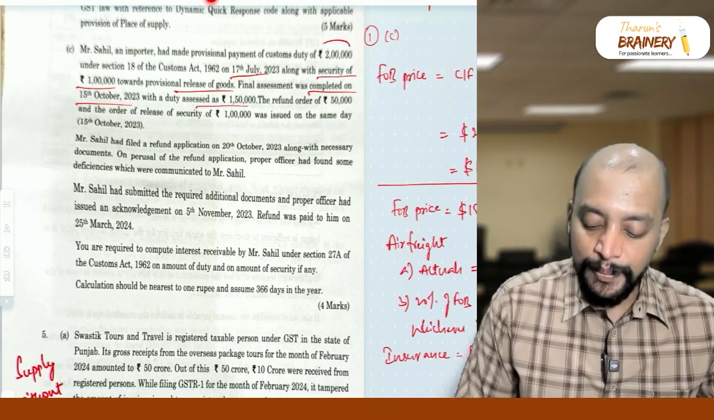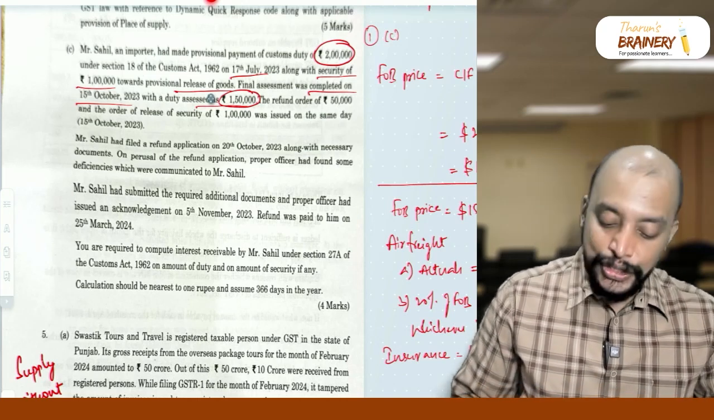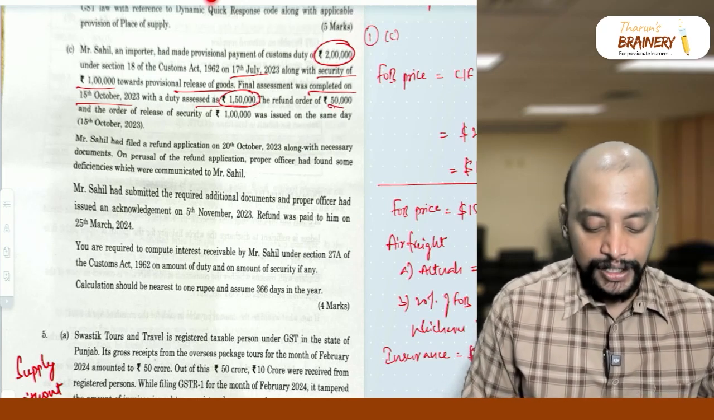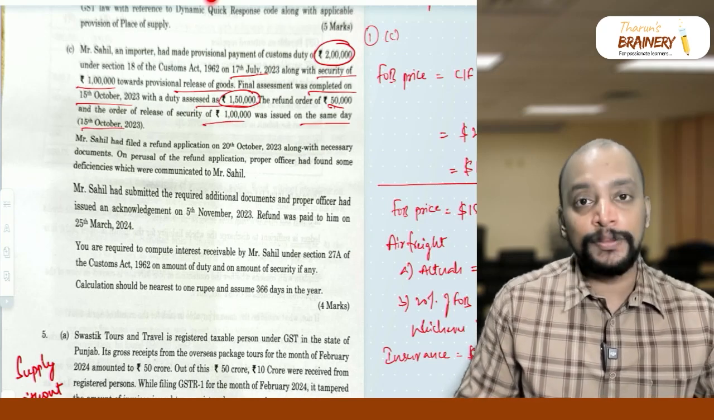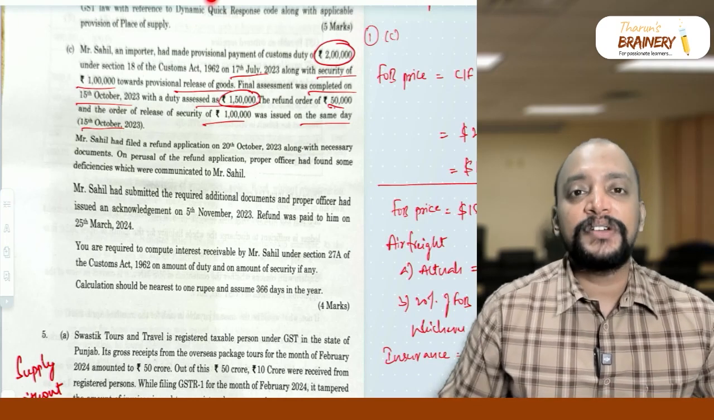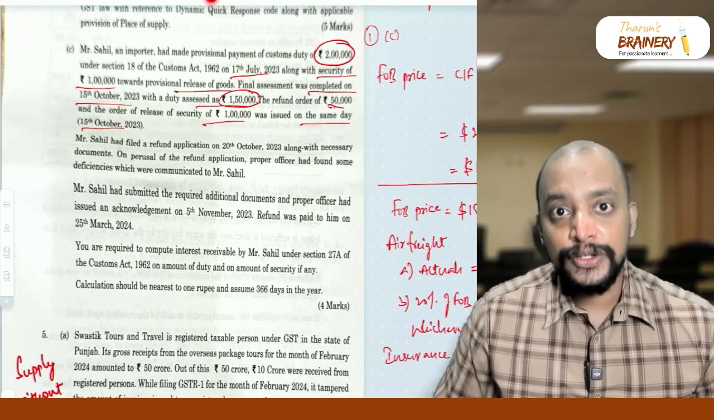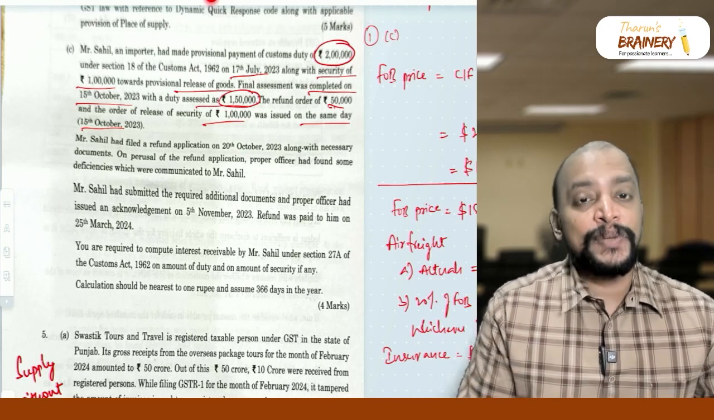So actually they provisionally paid 2 lakhs, but the final assessment is only 1,50,000, which means that they should get a refund. The refund order of 50,000 and the order of release of security of 1 lakh were issued on the same day, that is 15th October. But we need to find the interest. So what is the time limit within which the refund should be granted so that interest will not arise? 3 months from the date of the final assessment order.